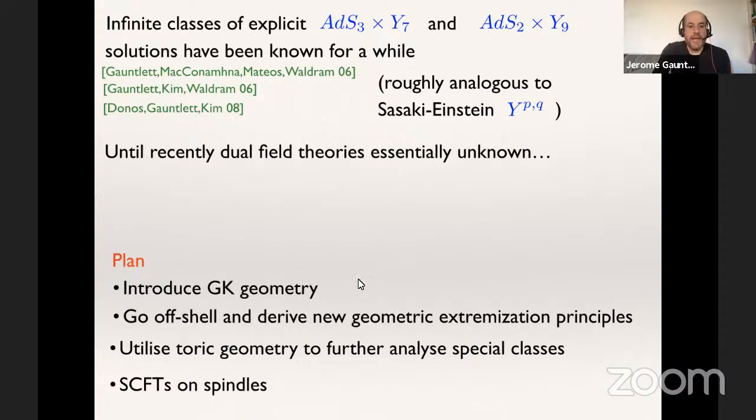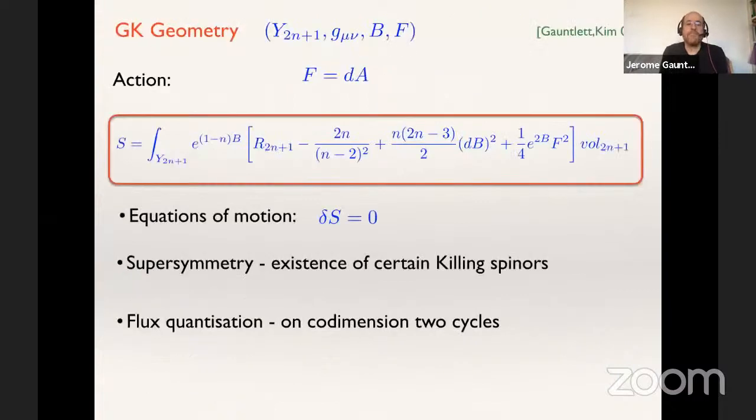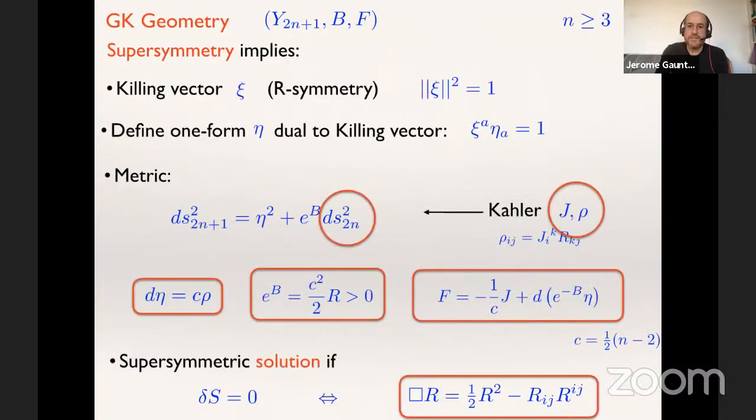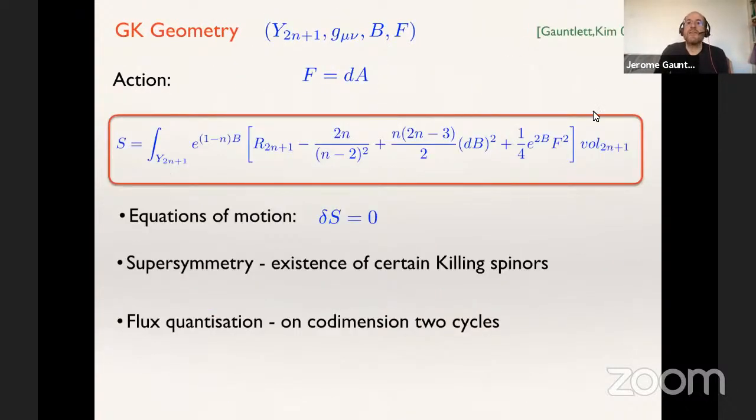So let me begin then by telling you what this GK geometry is. So as I said, it's an odd dimensional manifold, a metric, a scalar, B. Don't think about B as a 2-form if you're just tuning in. Oops. B is a scalar field. And a 2-form. And the 2-form is closed.